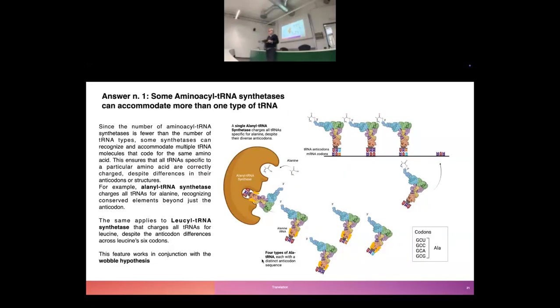But that's not enough because, okay, that explains part of the redundancy between the number of amino acids and the number of codons. At this point, we understood how different tRNA coding for the same amino acid can interact with the same amino acid tRNA synthase. But that means 45 possibilities, not 61. So we are missing some tRNA for the interaction with some codons.